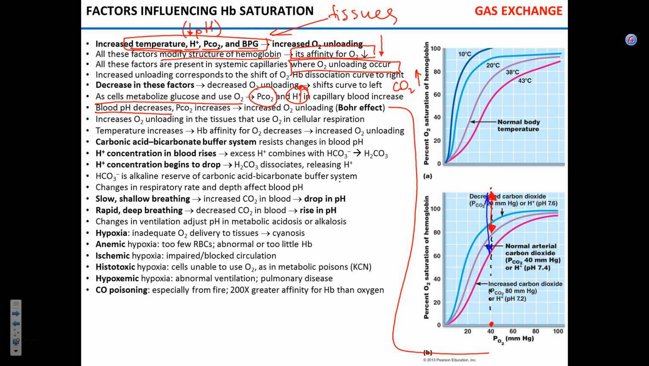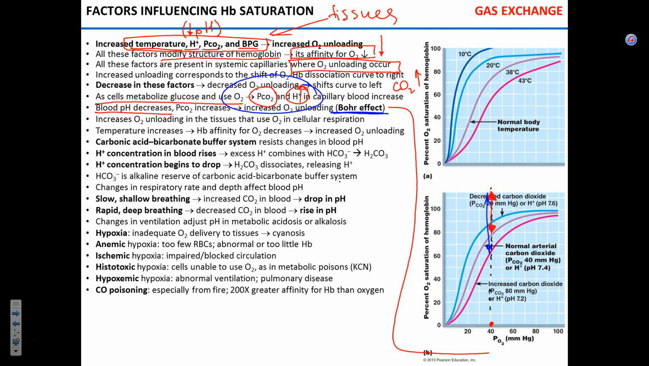So this response, particularly increased unloading in the conditions with elevated CO2 and hydrogen ions, is called the Bohr effect. Okay? So the tissues that respire more intensely receive more oxygen.